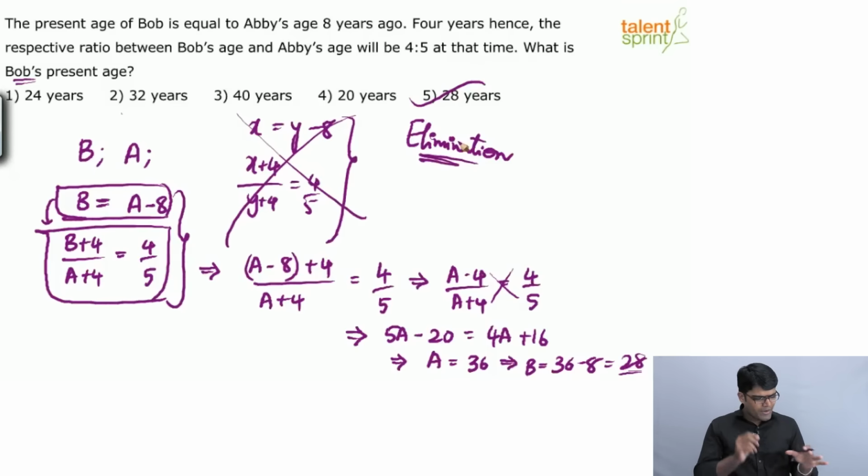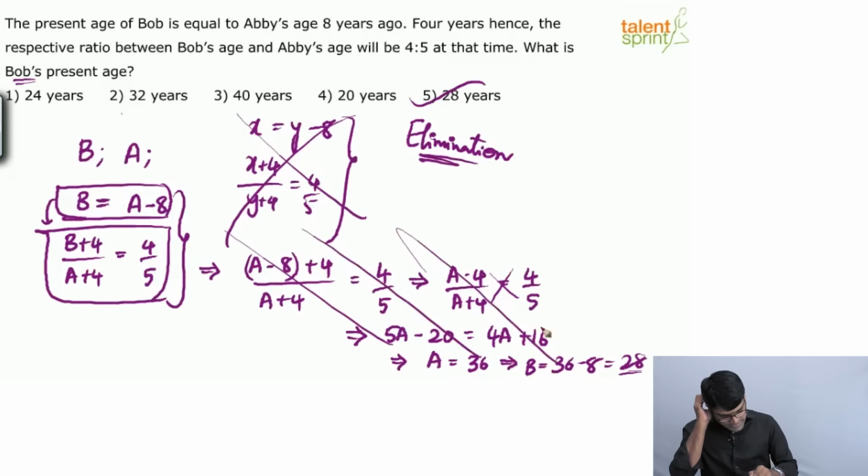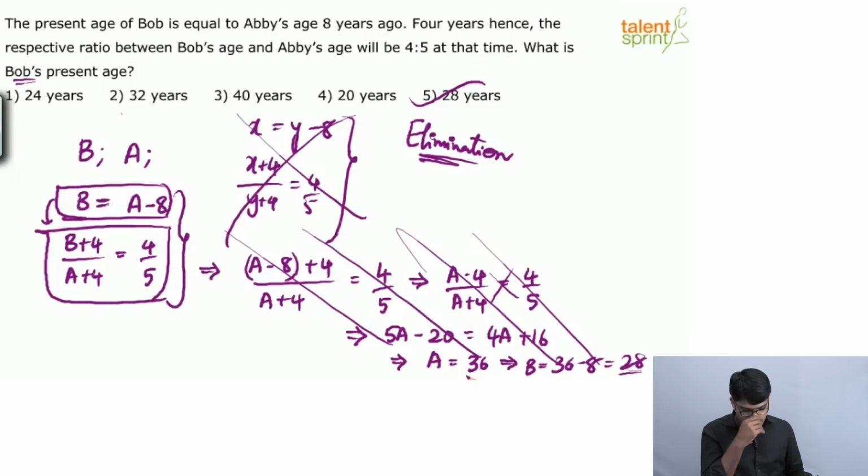Alright, so let us go by elimination. What we'll do is not write any of these steps. Of course, this is a simple solution, it will not take more than 30 seconds, but you should know the other ways of solving it, especially in questions on ages where ratios are involved. Of course, this is a little complex, but you can do it using the options. The point you need to focus on is what is asked in the question. What is Bob's present age?